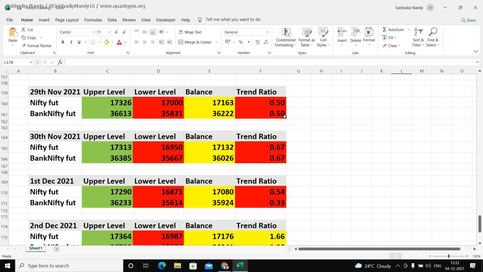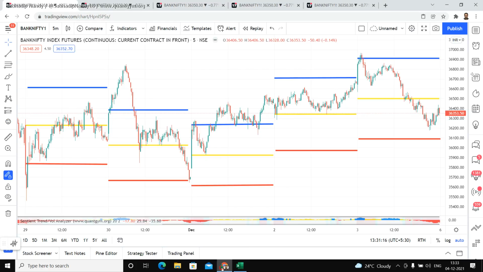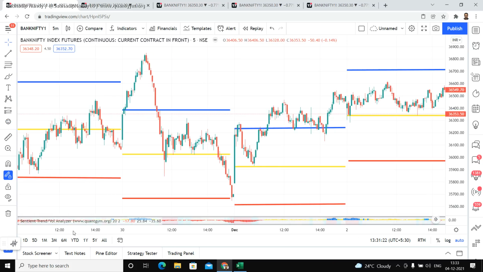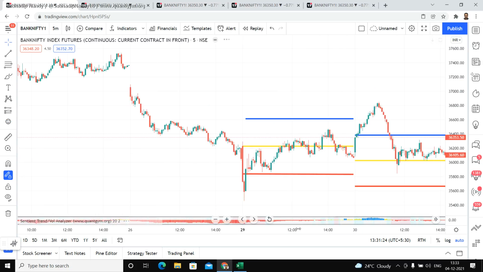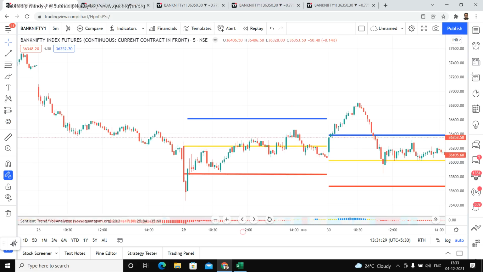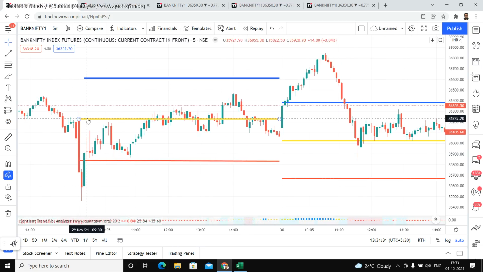So we have the three levels, and we know that the trend ratio would be 0.50, so the market can be bearish at opening. Let's just increase this a bit. Okay, this is your 29th basically. It starts from somewhere around here, ends somewhere around here.